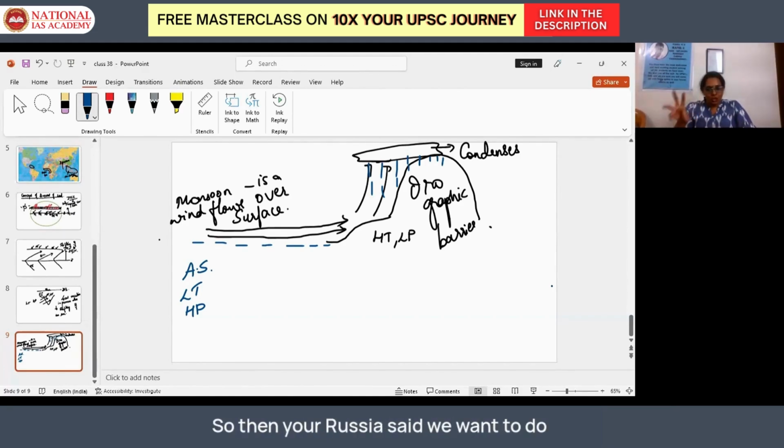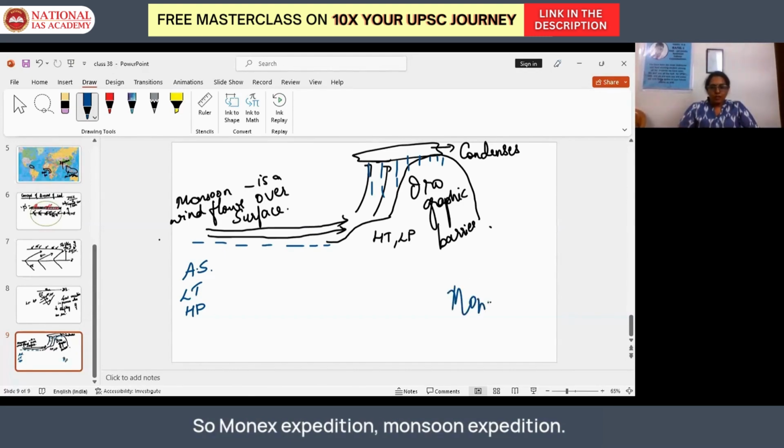Then Russia said, we want to do an expedition in India to understand this. So India and Russia did one expedition, which is called the Monex expedition, the monsoon expedition. The Monex expedition was planned, and they studied the Indian monsoon and understood that there are other factors responsible for the deep penetration of monsoon inside India.